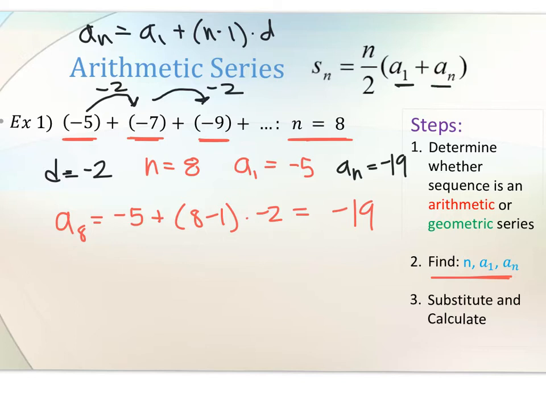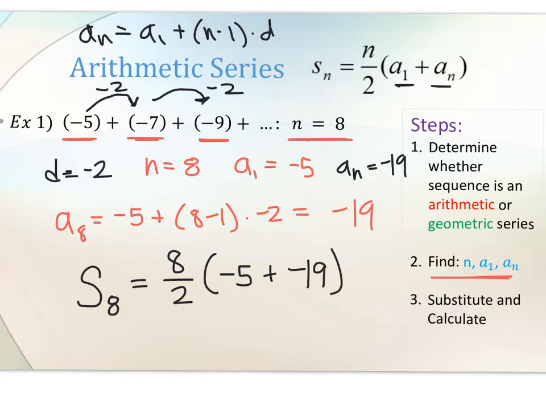So now all that we need to do is plug this information into our series. The series added to 8 terms would be 8 divided by 2, because I'm using 8 different numbers, times my first term, which is -5, plus my last term, which is -19. And then I just follow my order of operations with that. I can simplify this a little bit to 4 times -24, -5 plus -19, and that ends up giving me -96.